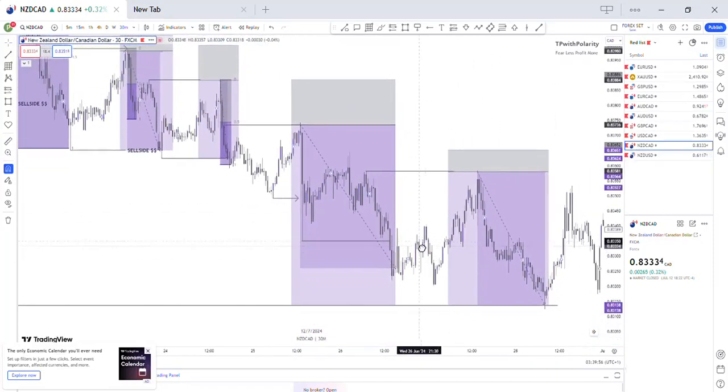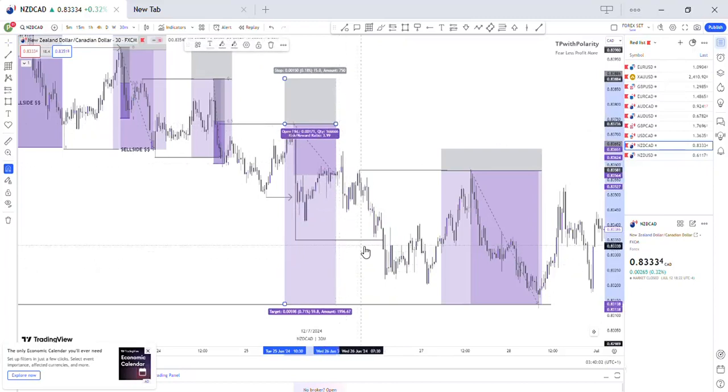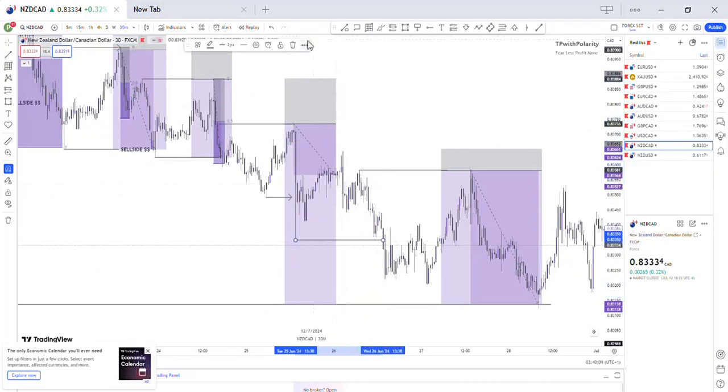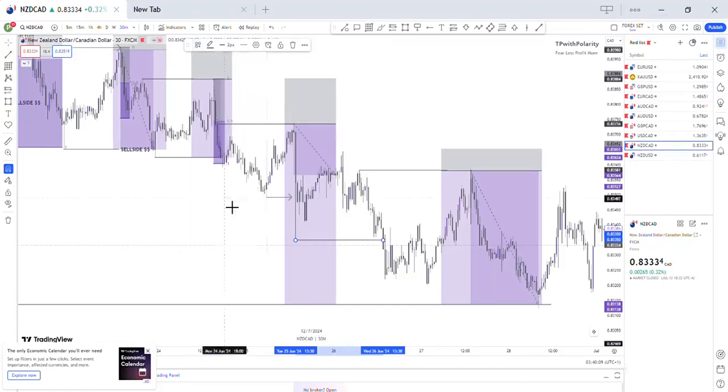Okay, so same goes to this one. A liquidity gets taken out. Let's just avoid this one for a while. A liquidity gets taken out. A liquidity gets taken out. This is sell side liquidity.